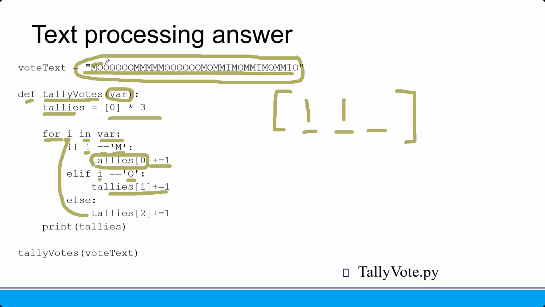And then we go to the next. Next is O. Because it is O, not this one, but this one. So index 1 will be added by 1. Now it becomes 2. And next is O. It is not M, so it is O. So tallies index 1 will be added by 1. Now it becomes 3. And so on. So we have only 3 locations, and these 3 locations will indicate how many of M, how many of O, and how many of I.